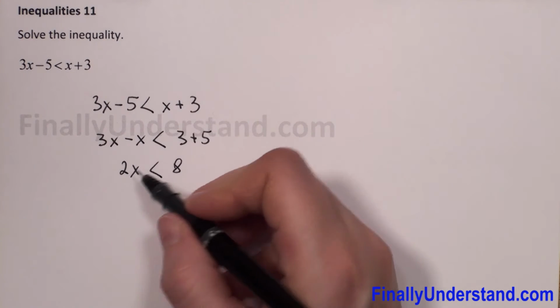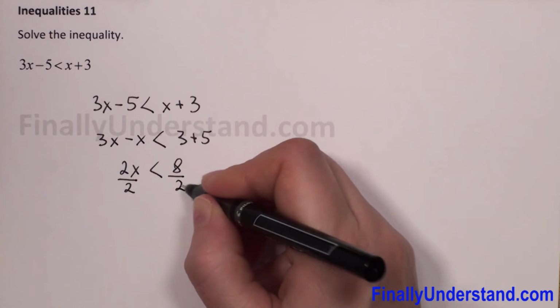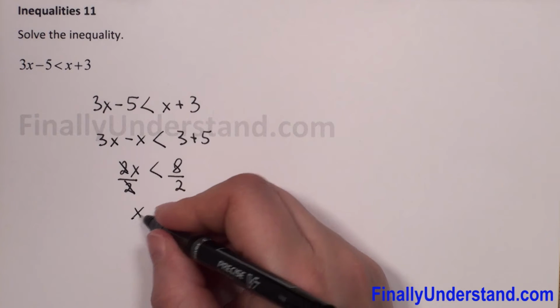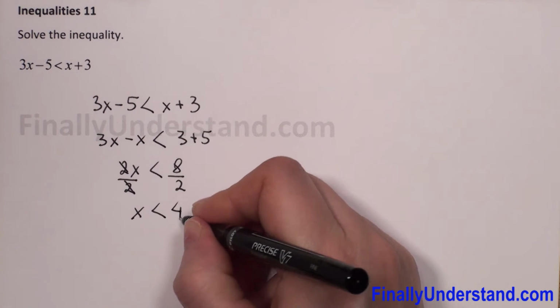Now, because I have multiplication here, I will divide both sides by 2. 2 and 2 will cancel, and I have x is less than 8 divided by 2, which is 4.